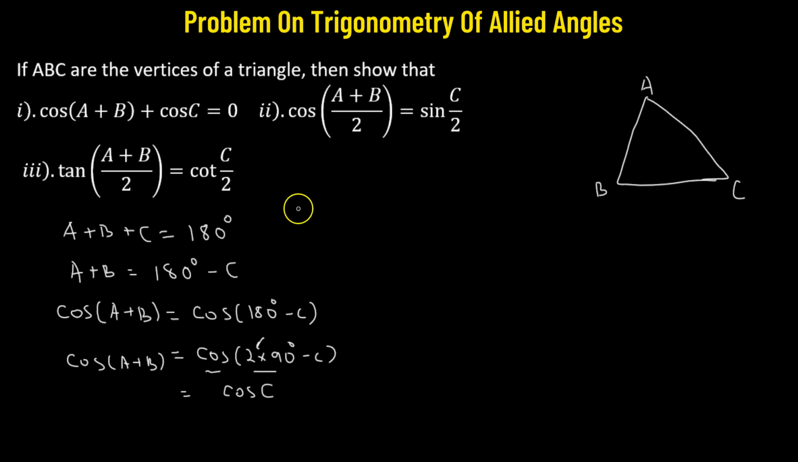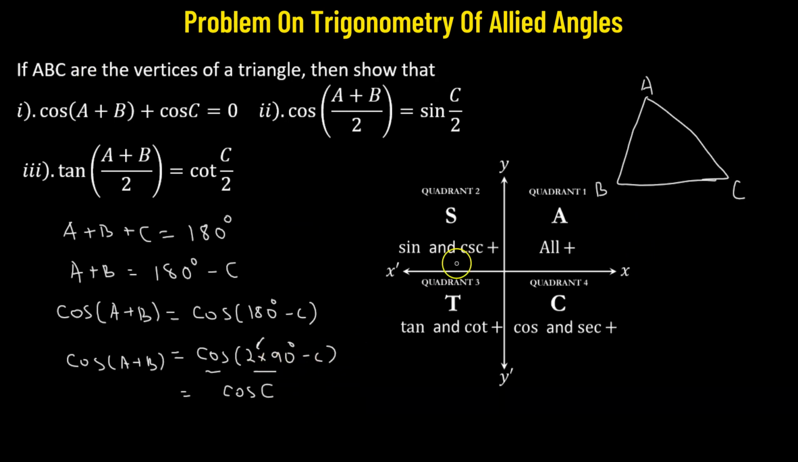For that we are going to go to a quadrant system. Now 2 times 90 degrees means we are in the second quadrant, because the first quadrant corresponds to 1 times 90 degrees, then the second quadrant is 2 times 90 degrees. But then again, we're also subtracting C from it. Now C is an acute angle lying between 0 and 90 degrees, so we're still going to lie in the second quadrant. Now in the second quadrant, only the sine and the cosecant functions are positive, everything else is negative, so we'll have to take a negative value here. It's going to be negative cosine C.